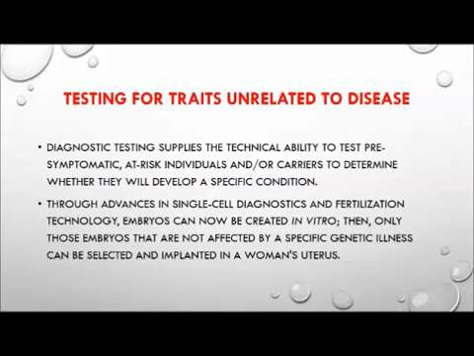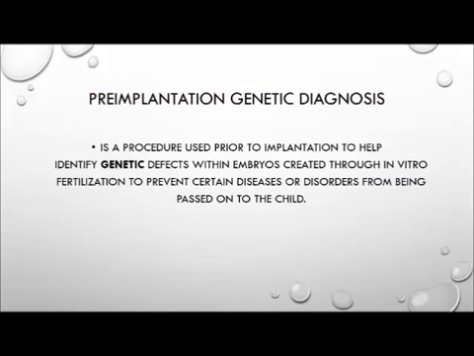So in vitro is a procedure used to treat fertility or genetic problems and assist with the conception of a child. This process is referred to as preimplantation genetic diagnosis. Preimplantation genetic diagnosis is a procedure used prior to implantation to help identify genetic defects within embryos created through in vitro fertilization to prevent certain diseases or disorders from being passed on to the child.